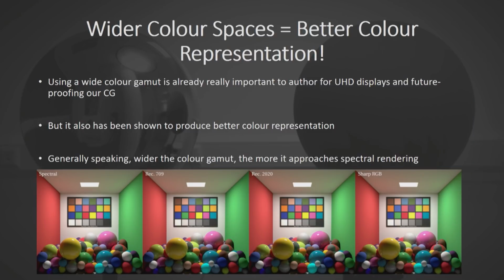Okay, so color spaces also become really beneficial, not only for HDR TVs, but also for rendering. It's been proven that using a wider color gamut is really important, not only to author for HDR displays, but it also tends to end up in better color representation too. The general idea is that the wider the color gamut, when we're rendering, we tend to converge closer to spectral rendering, which we can think of as ground truth rendering.